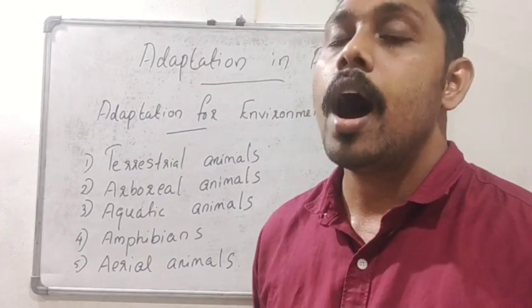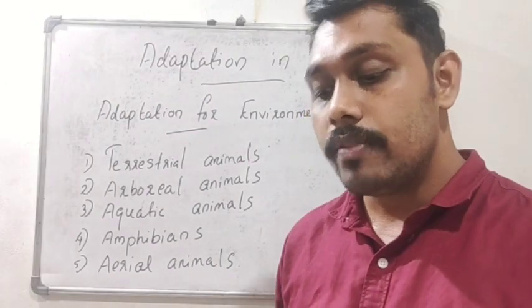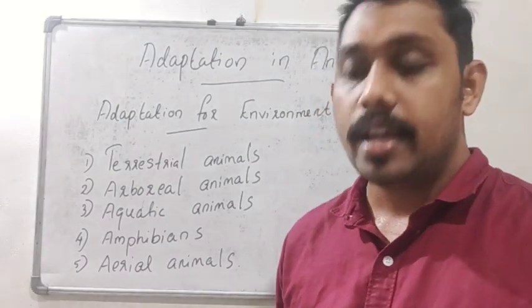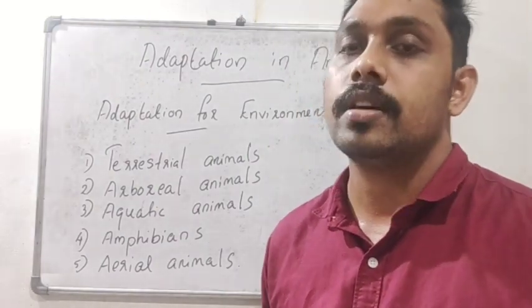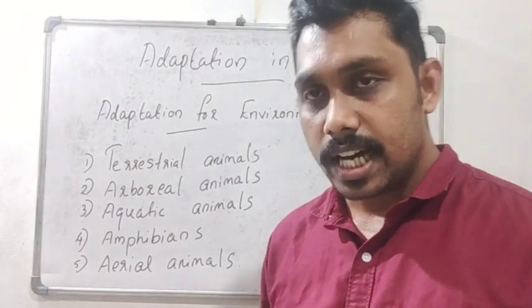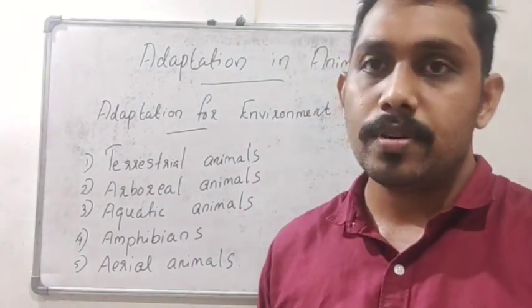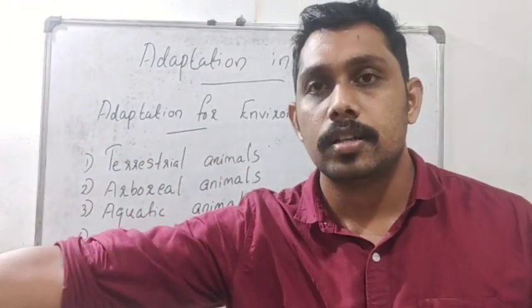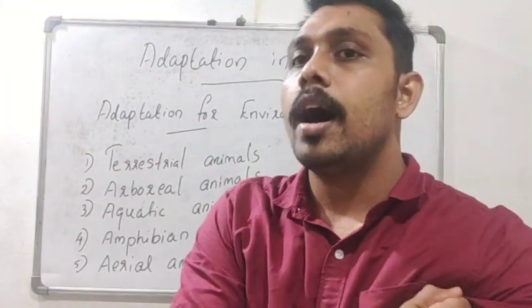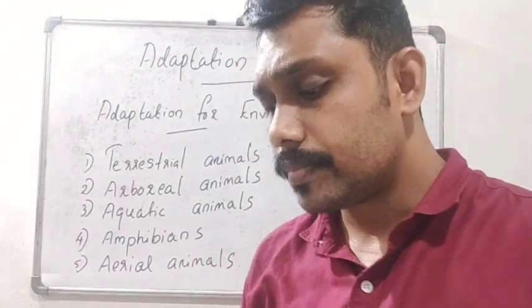They are called aquatic animals. Animals that live in water are called aquatic animals. Example, fish, isn't it? Example, fish, turtle, crab, octopus, etc. We can see those animals in what? Water. They are called aquatic animals.